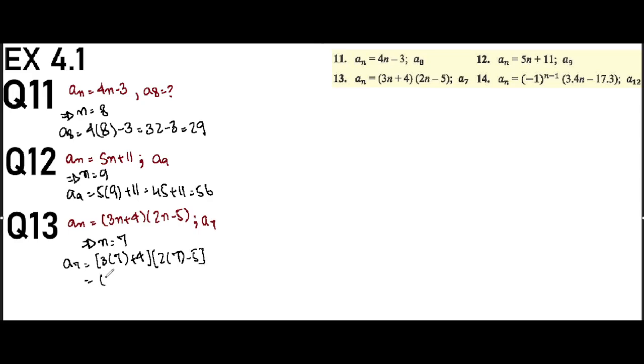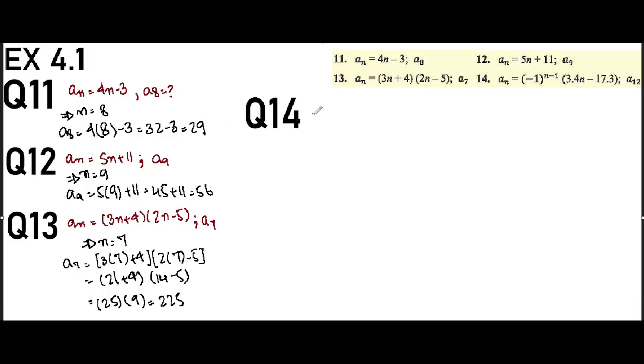3 sevens are 21 plus 4, into 2 sevens are 14 minus 5. It equals 21 plus 4 is 25, into 14 minus 5 gives us 9, which equals 225.